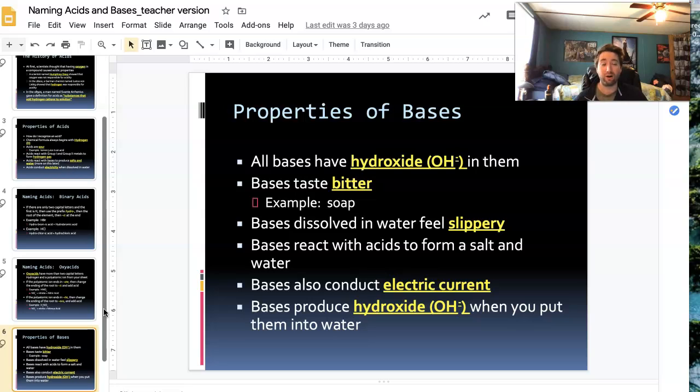Bases that are dissolved in water, they feel slippery to the touch. Again, they form a salt in water if you react them with an acid. They conduct electricity. Some common things that are bases in your house, like soap. Milk, I believe, is slightly a base. On the extreme end, we've got things like Drano, which is sodium hydroxide that's going to eat away at stuff that's clogged in your sink. All right, so bases are going to produce hydroxide or OH minus ions when you put them into water, which is how they conduct electricity.